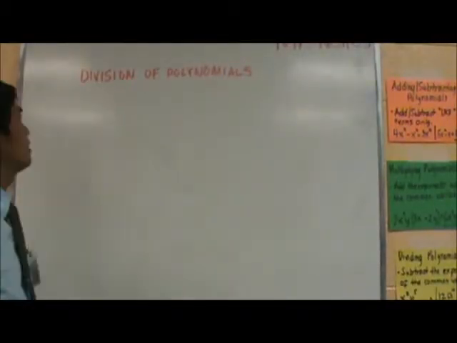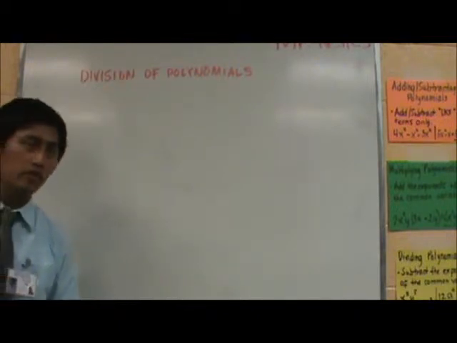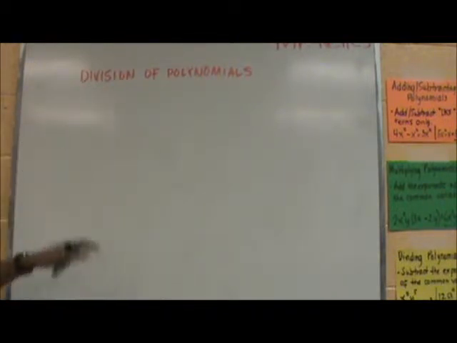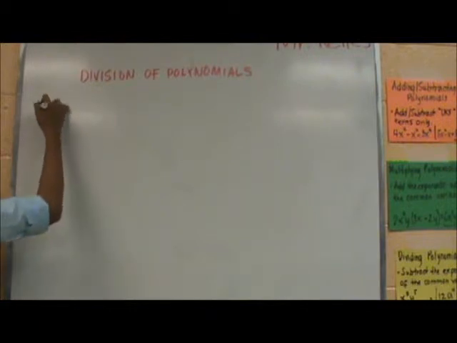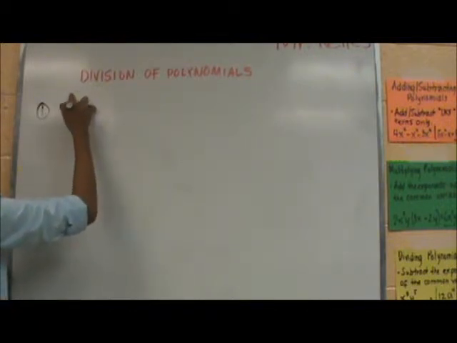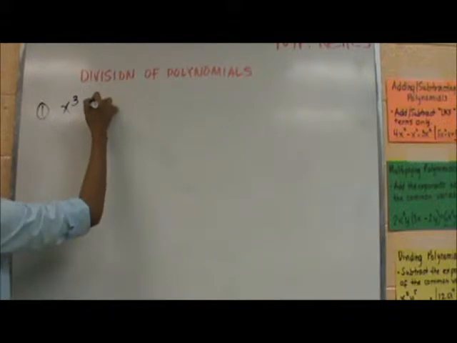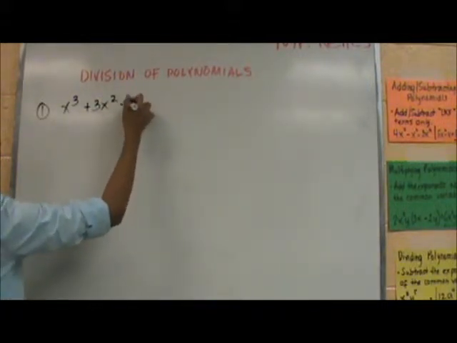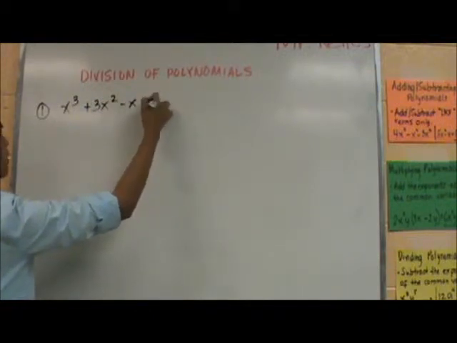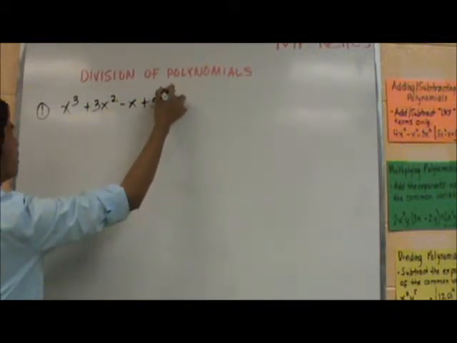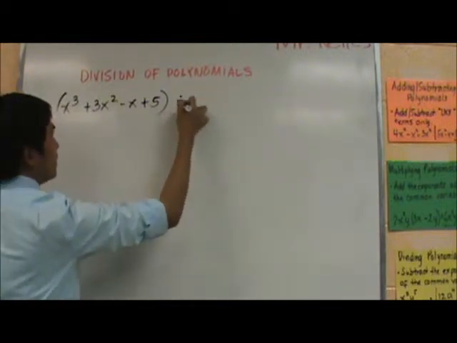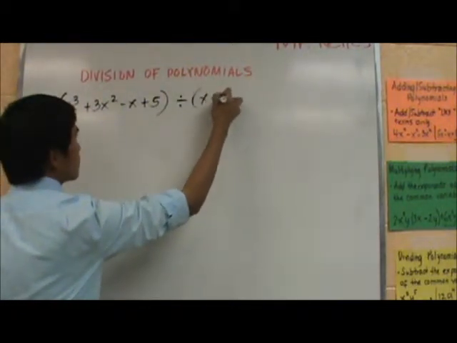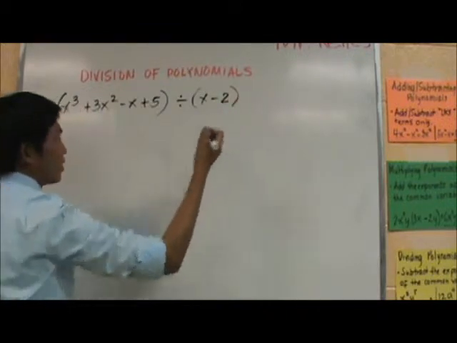Now there are several ways of dividing polynomials. You can use long division or synthetic division. For example, we have number 1: x cubed plus 3x squared minus x plus 5 divided by x minus 2.